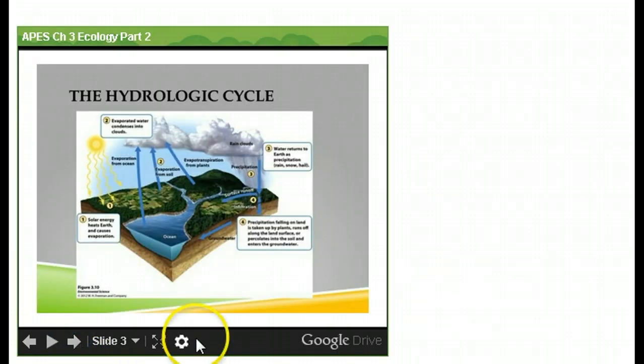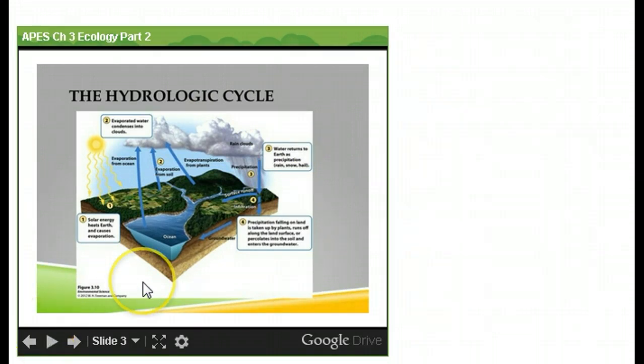So we're going to talk about the hydrologic cycle. Remember not to call it the water cycle. They do not like that on the AP test. So call it the hydrologic cycle. Hydro meaning water and going through a cycle. So it's essentially how water goes from different places on the Earth.